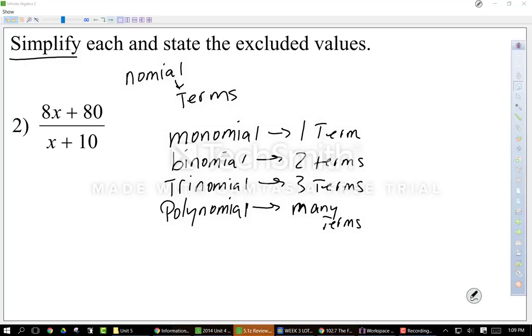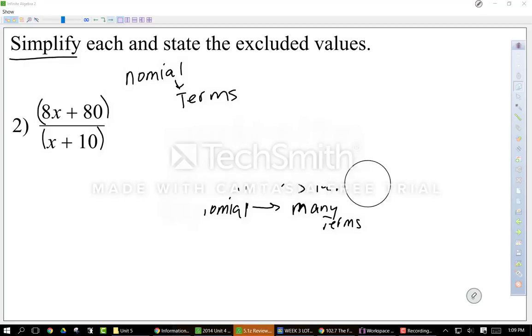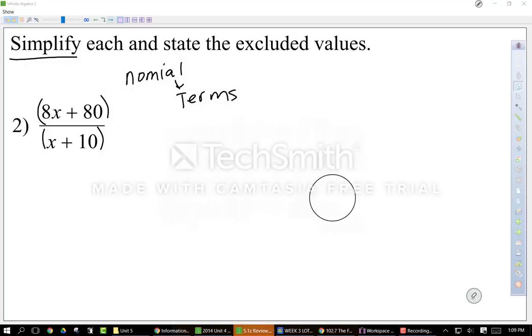Usually anything after 3 is just called a polynomial, but you can still call a binomial a polynomial, because technically that's still correct, but we have a specific term for a binomial. So in this case, these are both binomials. They both have 2 terms, but they're not the exact same. When I'm simplifying, they need to be the exact same. So how do I make them the same, if they can be?